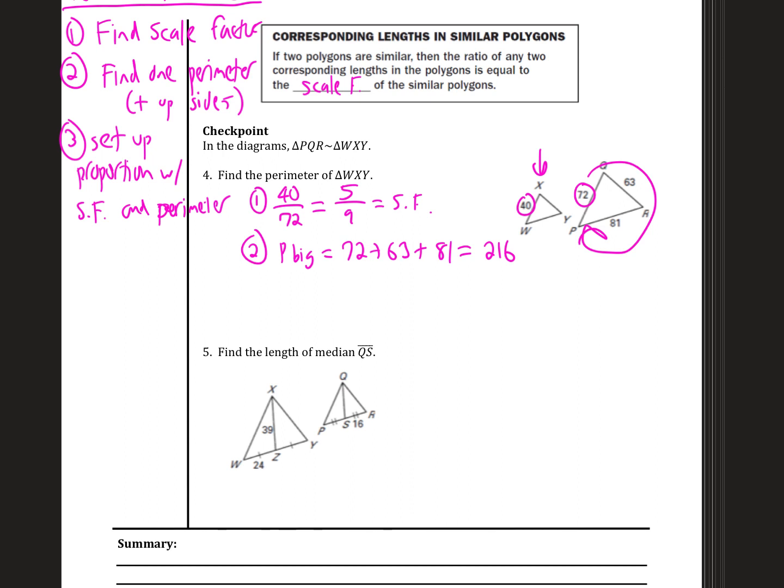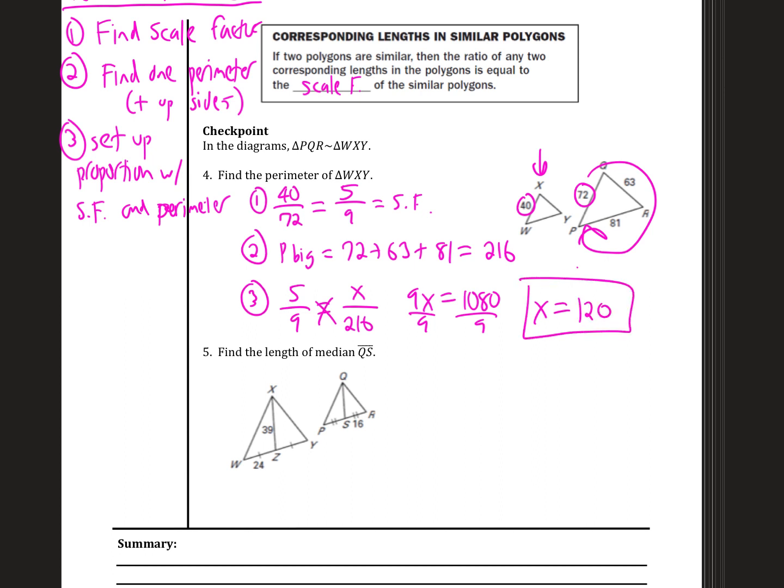Okay. All right. And then step 3 is we need to set up a proportion here. So we can do our scale factor: 5 over 9 equals, we're looking for the perimeter of the small one, x over 216. And we cross multiply. So we get 9x equals 5 times 216 is 1080. Divide by 9. And we get x equals 120. So the perimeter of the smaller one, without knowing the other side, is 120. Okay? All right, last example.